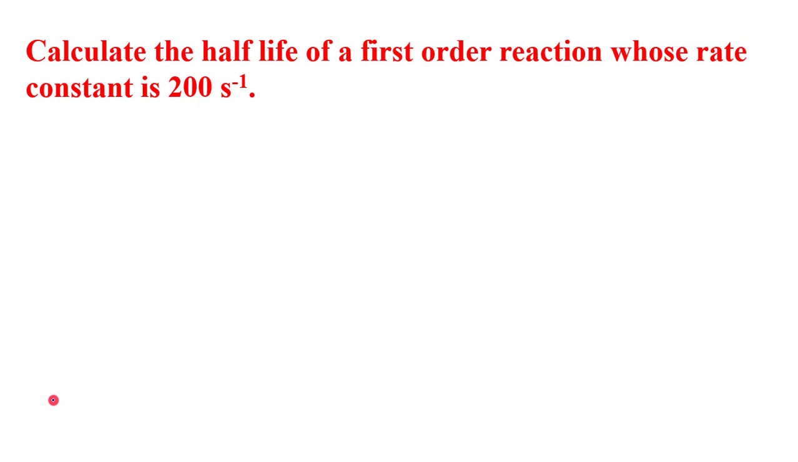Calculate the half-life of a first order reaction whose rate constant is 200 per second. Now in the question you are asked to calculate what? Calculate the half-life, means T half has to be calculated. What is given? K value is given. K is equal to 200 per second. What is the formula? T half is equal to 0.693 divided by K, right?